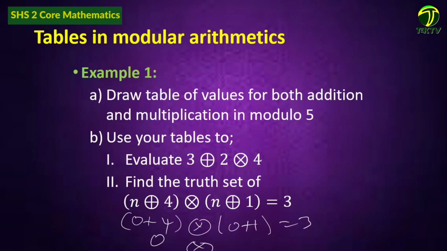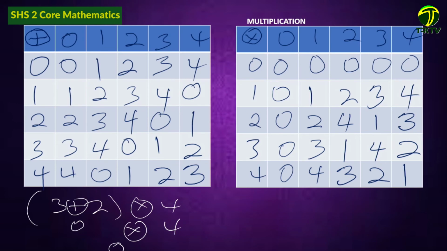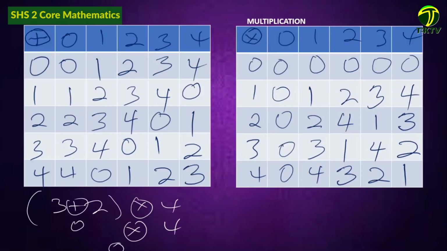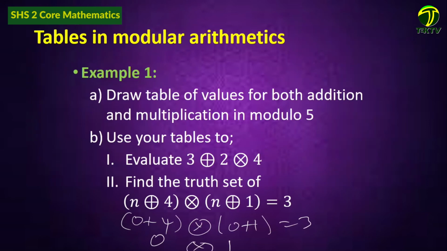0 plus 1 on the addition table. That is also 1. And now 0 times 1 on the multiplication table. 0 times 1 is 0. So this one has given us 0. And that 0 is not the same as 3.